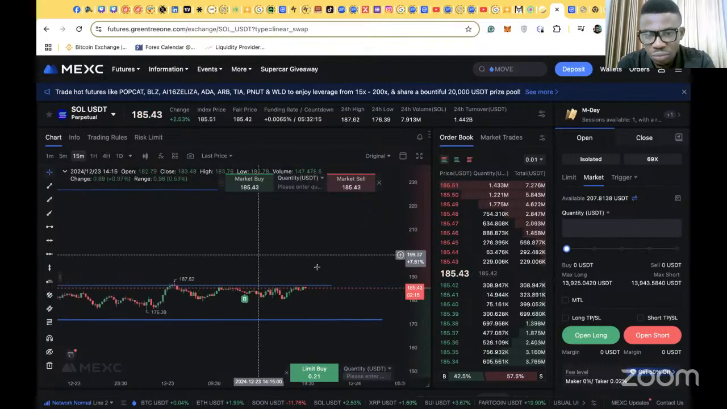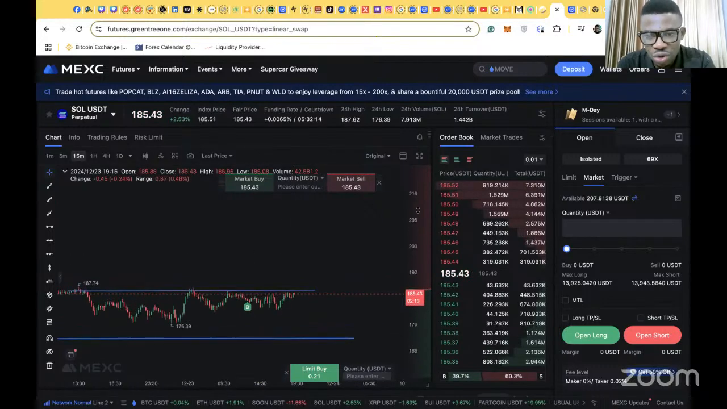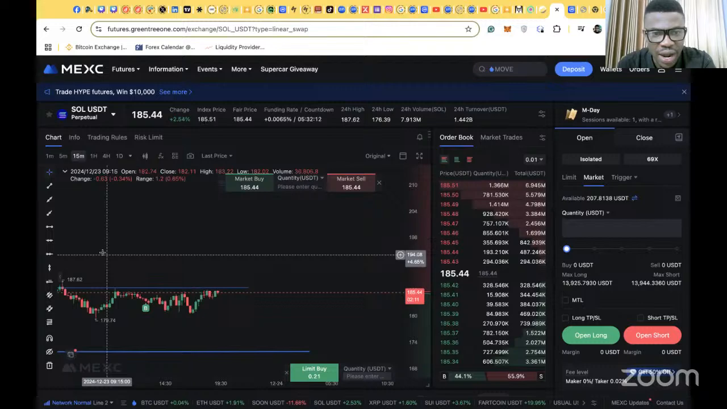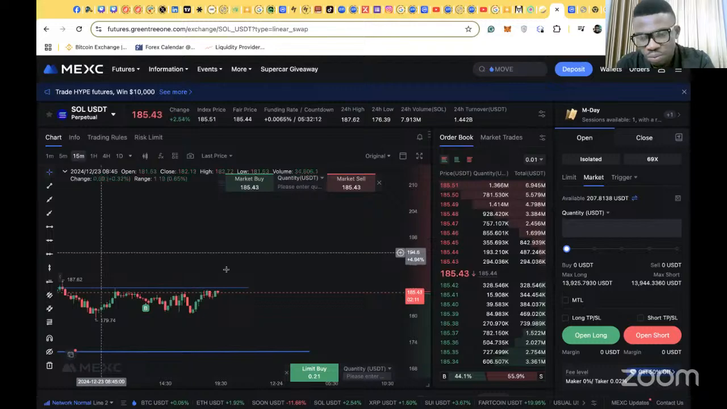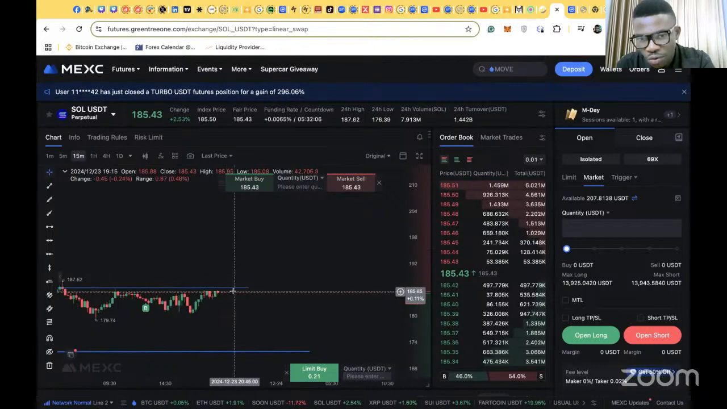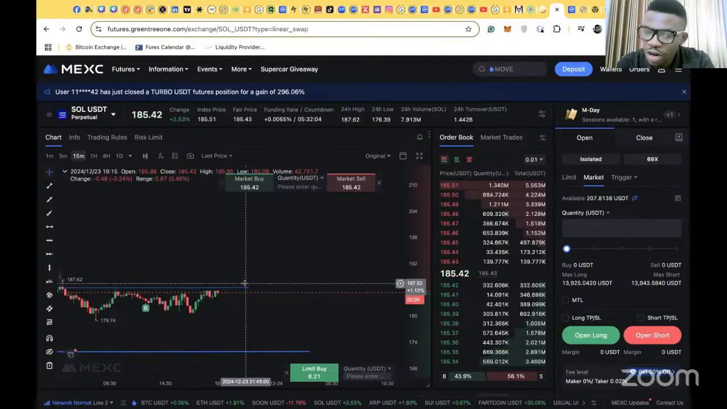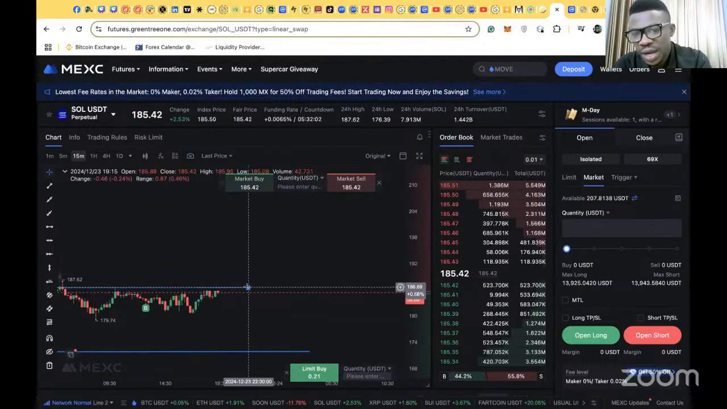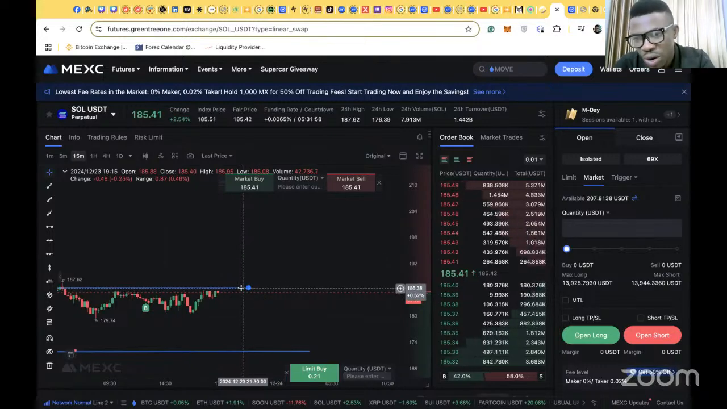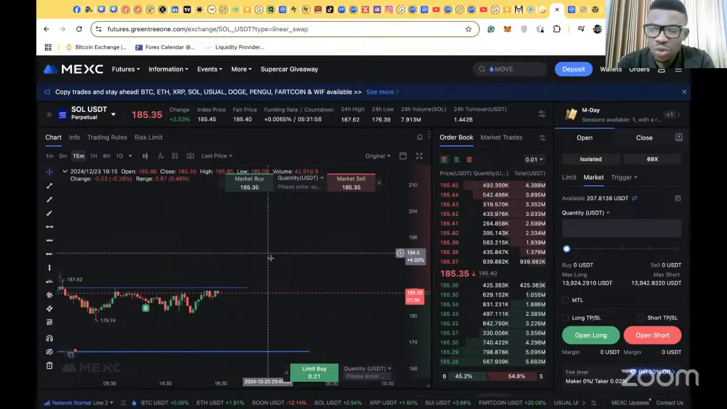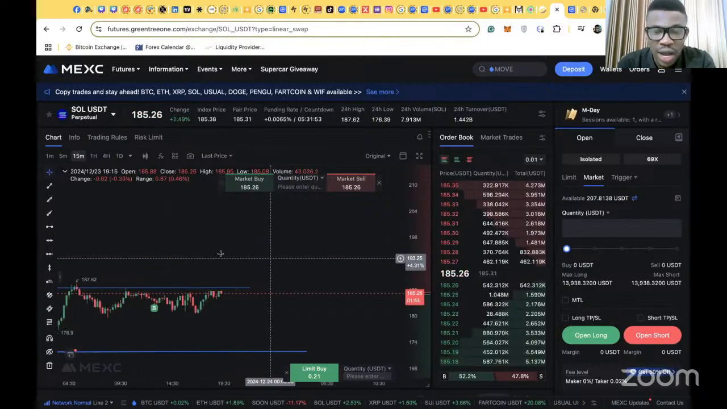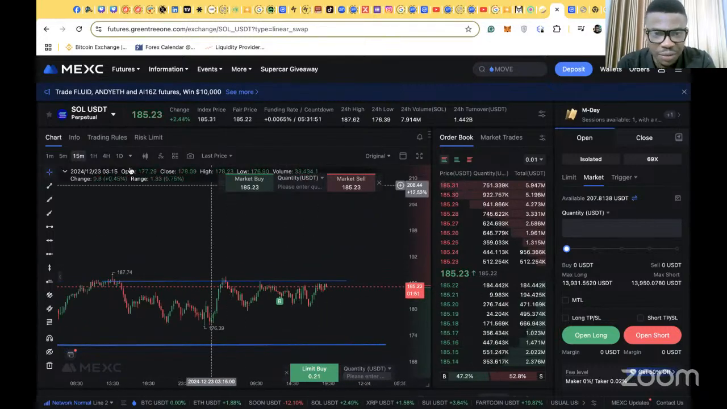M15 candle storyline. We want to see price break upward, close above, pull back, and show a bullish engulfing after the pullback. Then after the bullish engulfing, we'll enter from 186.3 and go all the way to the top side. So that's the entry storyline for M15.